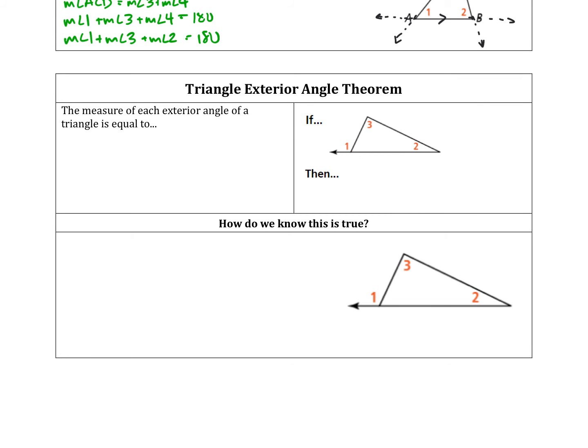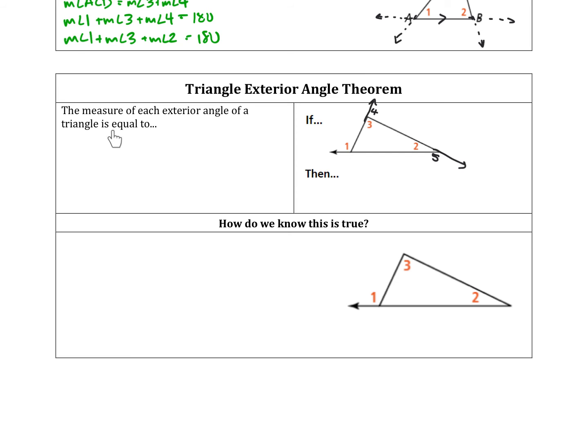I could do the same thing by extending this side right here. I could extend it out this way, and I could extend the other side out this way, so I could create an angle here. We could call it angle 4. I could create an angle out there, call it angle 5. Right? I can extend each side of that triangle and create an exterior angle at each corner. But let's look at angle 1.